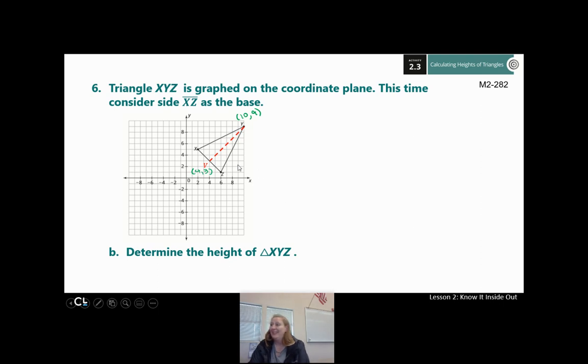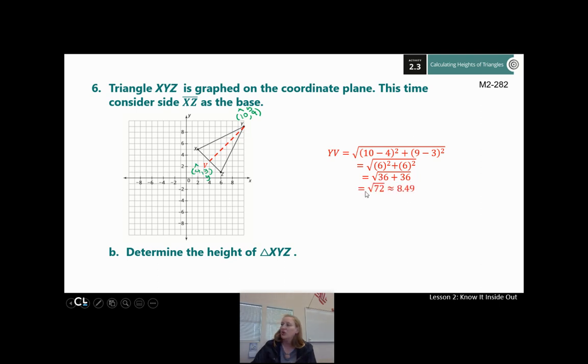All right. Let's see if we can do this. We're going to subtract our x coordinates, 10 minus 4. We're going to subtract our y coordinates, 9 minus 3. And if I do 10 minus 4, I get 6. 9 minus 3 also gives me 6. That's convenient. 6 squared is 36. 36 plus 36 is 72. The square root of which is about 8.49.